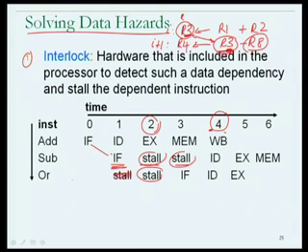Therefore, as far as the OR instruction is concerned, the earliest that it could be fetched would be cycle number 4, followed by being decoded in cycle number 5, etc. Now the question that arises at this point in time is, what if the OR instruction also uses as its source operand register R3? Remember that R3 is the destination of the add instruction.